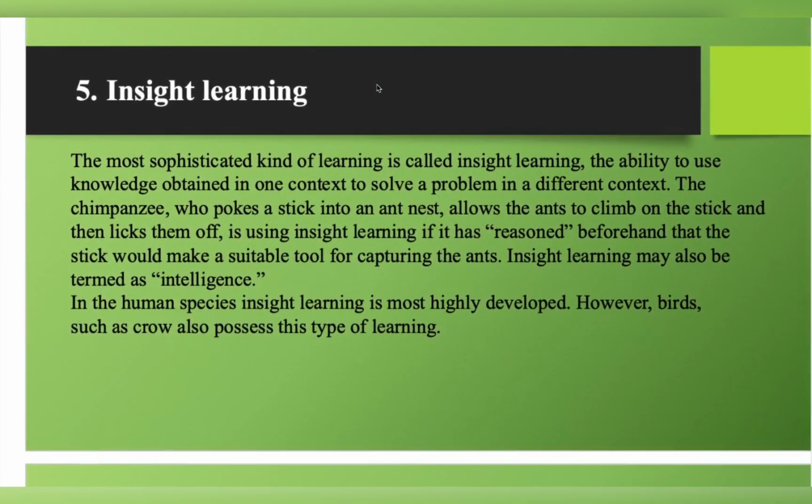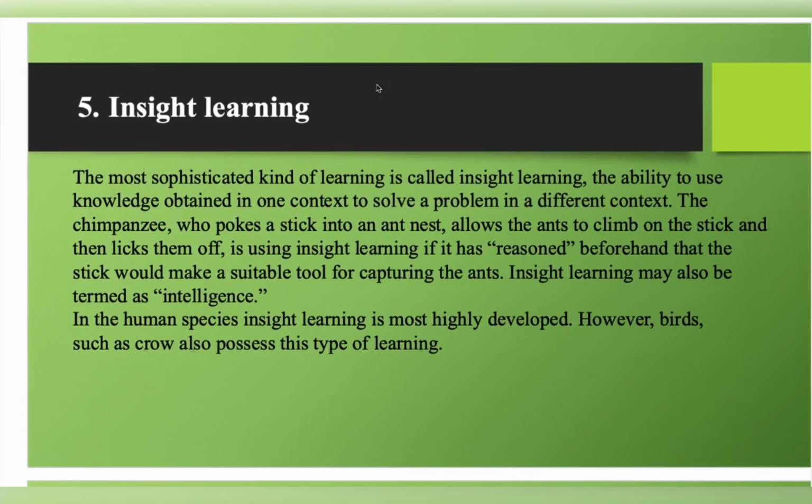Then comes the final one, insight learning. Not the final one, the seventh one. The most sophisticated kind of learning is called insight learning, not instant learning, sorry, insight learning. And what is it? It is the ability to use knowledge obtained in one context to solve a problem in different contexts, and it is very commonly seen in mammals, right?